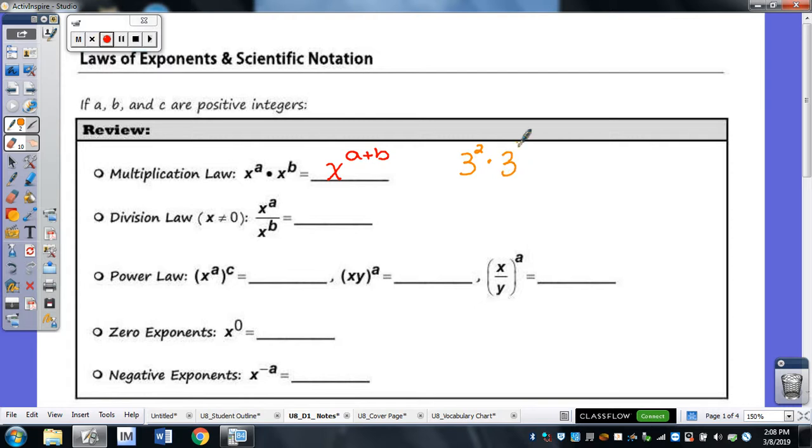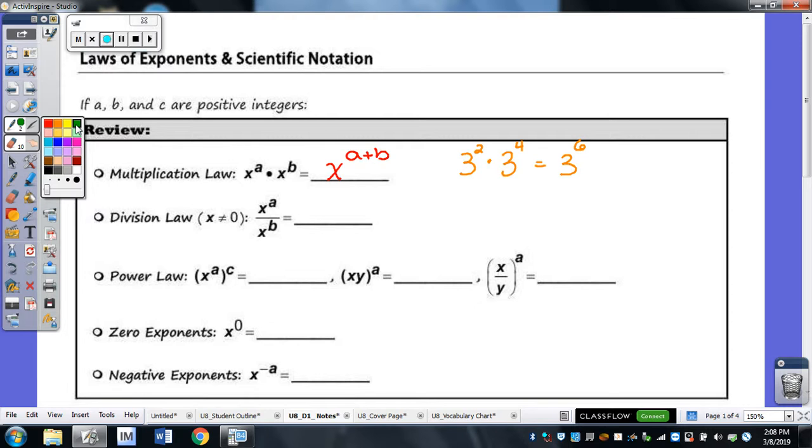This also applies, however, if your base is a number, like for example 3 to the second times 3 to the fourth. You don't change your 3, which a lot of people tend to forget. They tend to multiply those and tell me it's a 9. No. It's still a 3. It's going to stay as a 3, and then you add your exponent, so that becomes 3 to the 6th. So that base, whatever the exponent's attached to, stays as it is. Add those exponents.